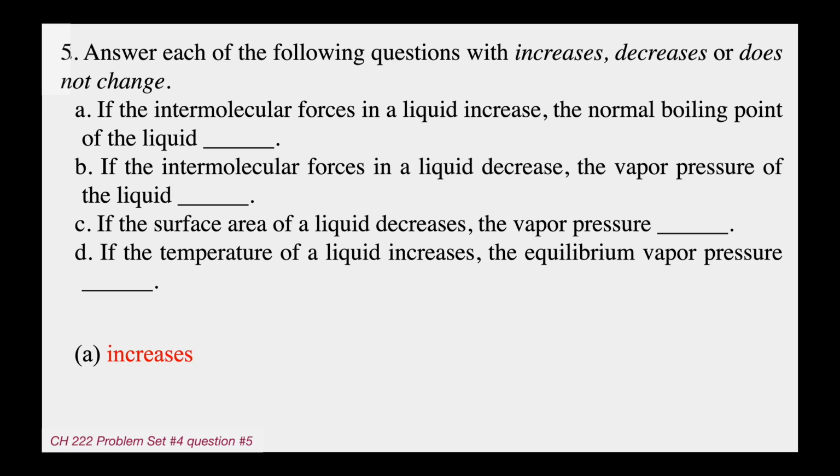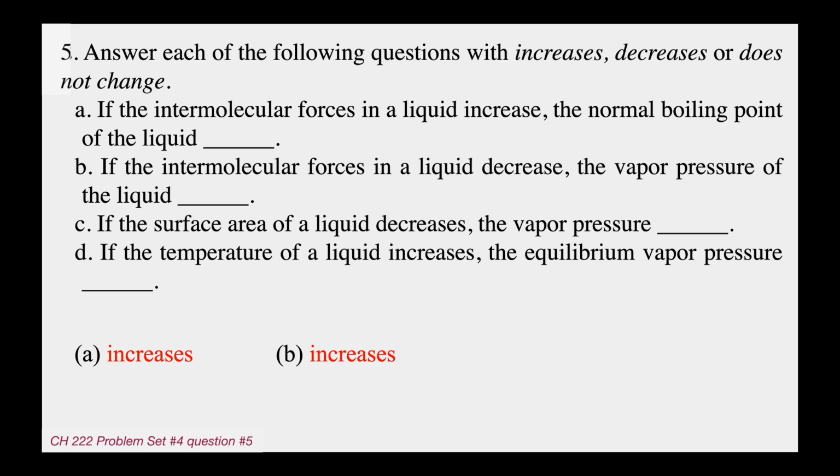B, if the intermolecular forces in a liquid decrease, what happens to the vapor pressure? Well, this is another good question. If the forces holding the liquid molecules together aren't as strong, and that's what it means to have weaker intermolecular forces, if they can't hold on to each other that strongly, then your vapor pressure is going to go up. It's going to increase. The forces are holding it less tightly together, if you will, so you're going to have more vapor pressure. Vapor pressure goes up as intermolecular forces go down.